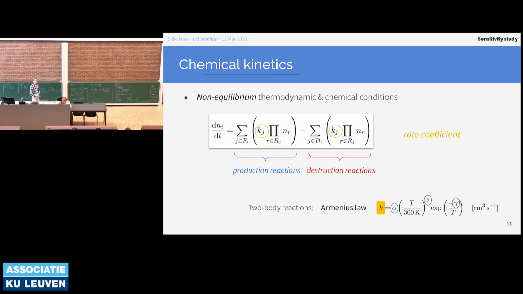And every one of these chemical reactions is set by a certain coefficient, a rate coefficient. For two-body reactions, which are a large chunk of the network, this is mainly given by the Arrhenius law, which I show here. As you can see, it's parameterized by three parameters. Alpha sort of sets the probability. Then we have beta, which gives the whole thing a temperature dependence. And then there is gamma, which also makes the reaction dependent on the temperature, but more in the sense that there is an energy barrier present when this gamma is larger than 1.